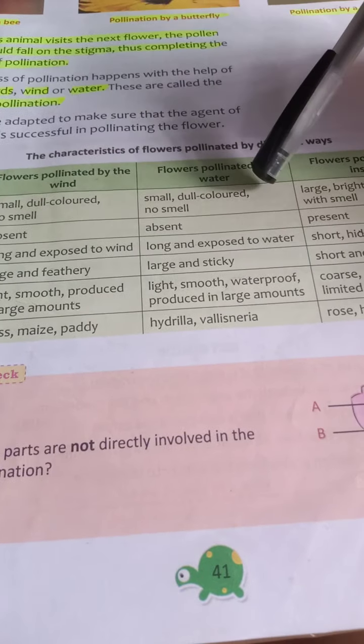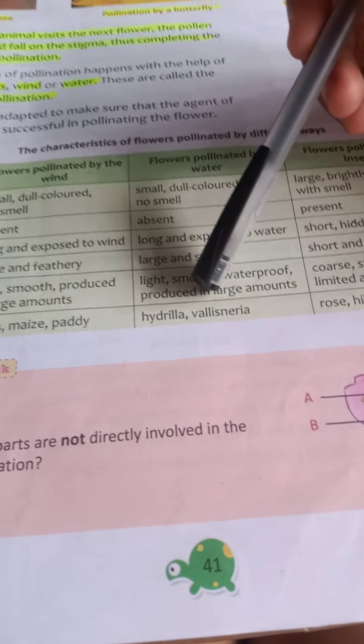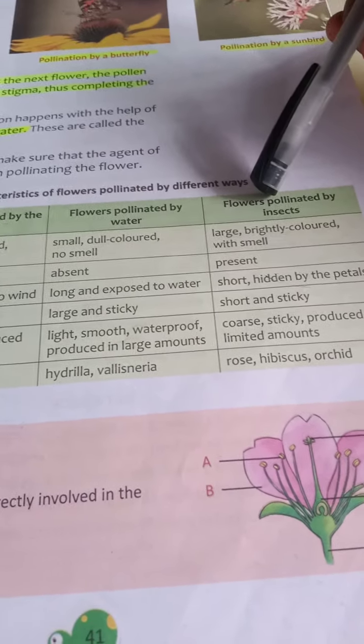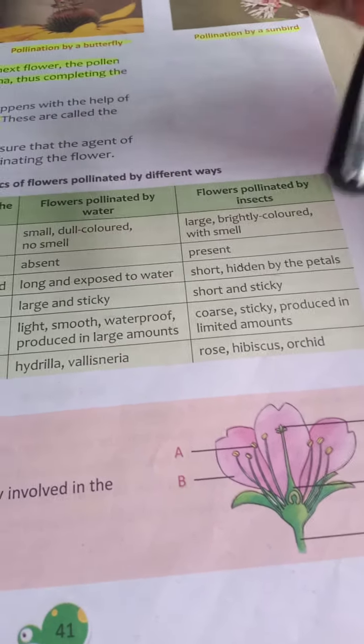Examples of flowers pollinated by the wind are grass, maize, paddy, etc. Flowers pollinated by water, examples are hydrilla, vallisneria, etc. And examples of flowers pollinated by insects: rose, hibiscus, orchid, etc.